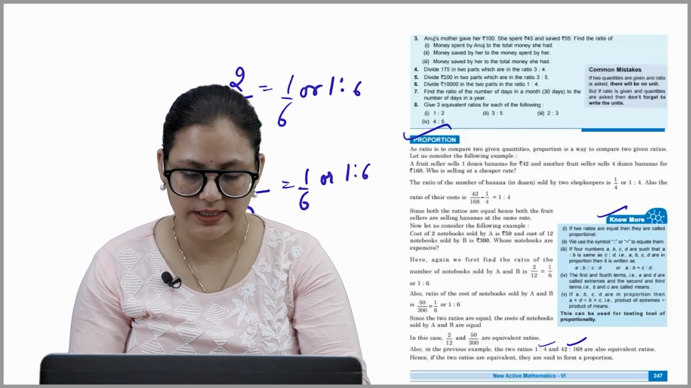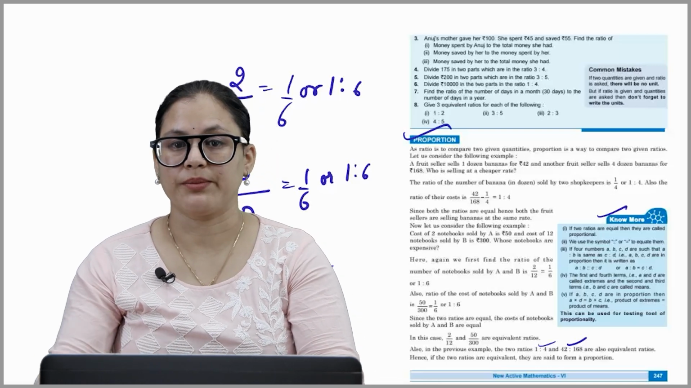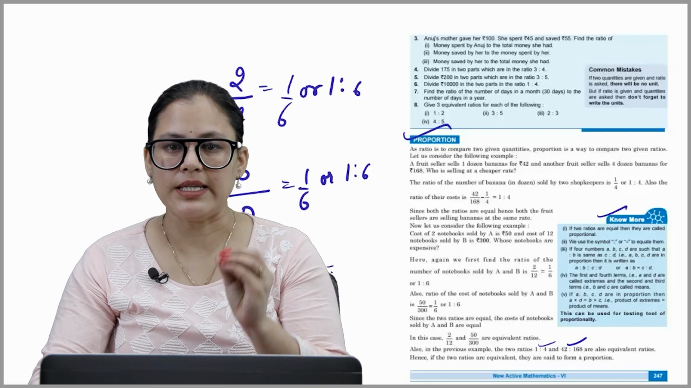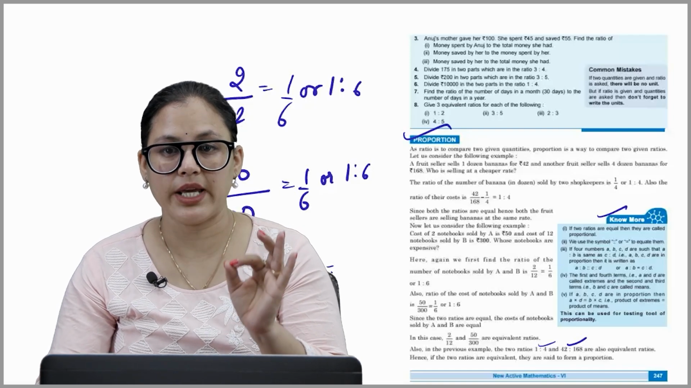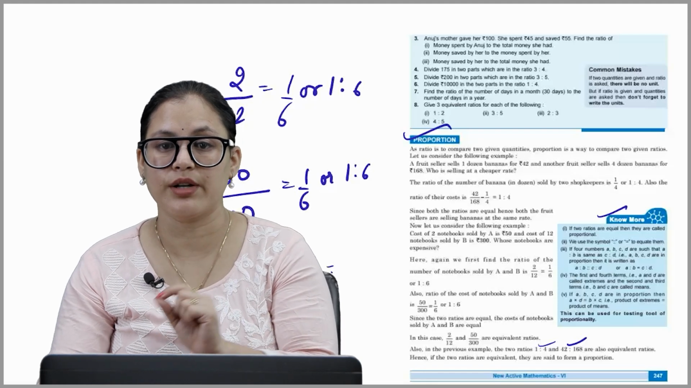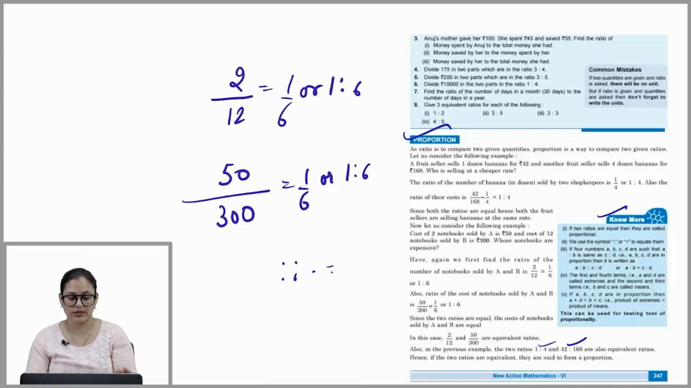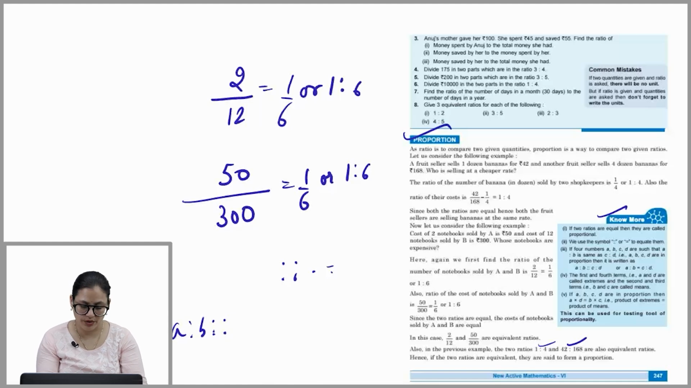We use this symbol, or equal to, to equate them. 3. If four numbers A, B, C, D are such that A is to B is the same as C is to D, that is, A, B, C, D are in proportion, then it is written as A is to B, then you will put this sign, that is the proportional sign, C is to D, or you can say A is to B is equal to C is to D.